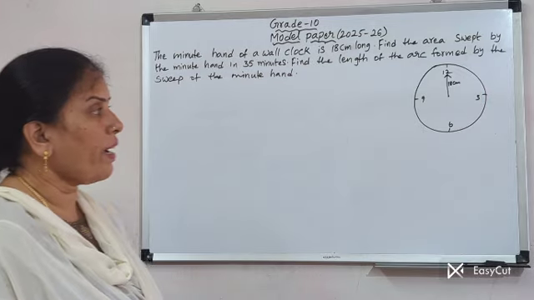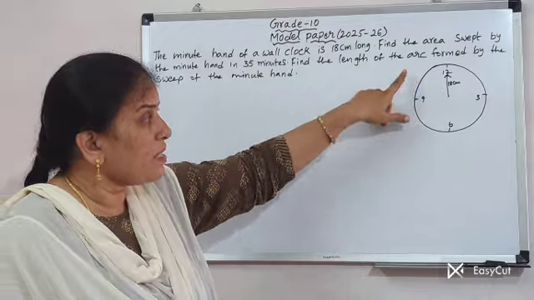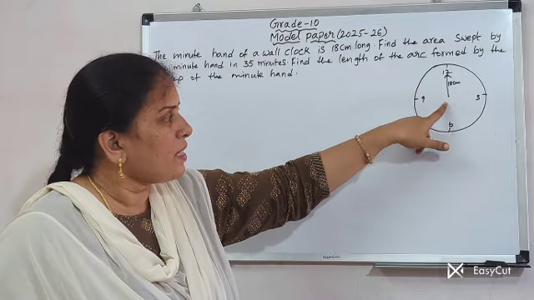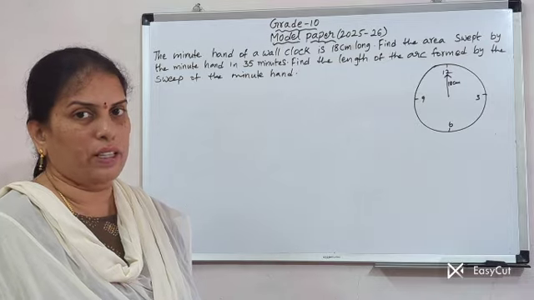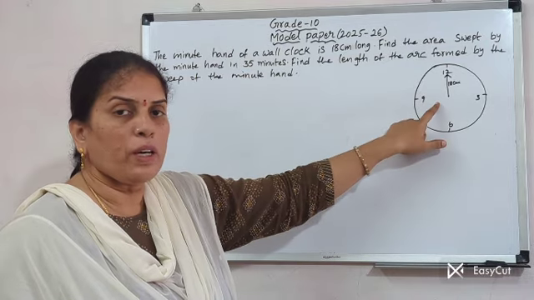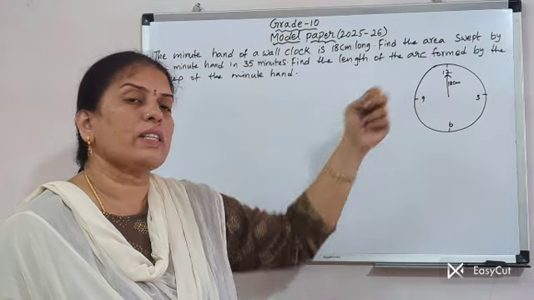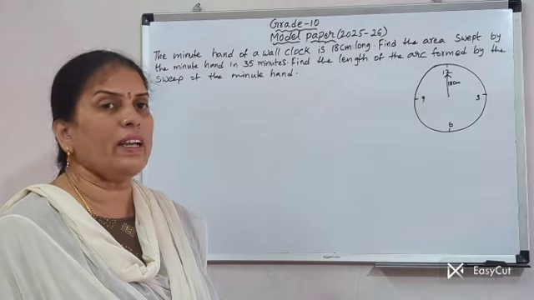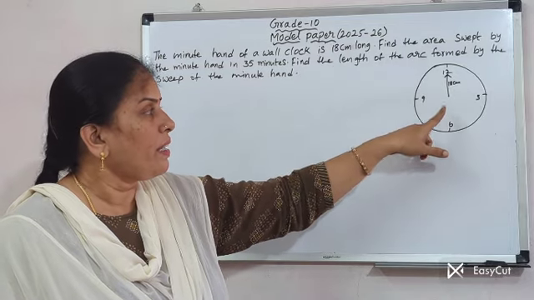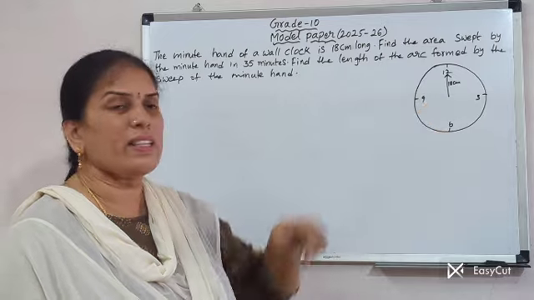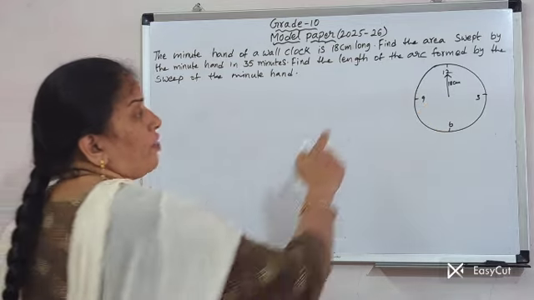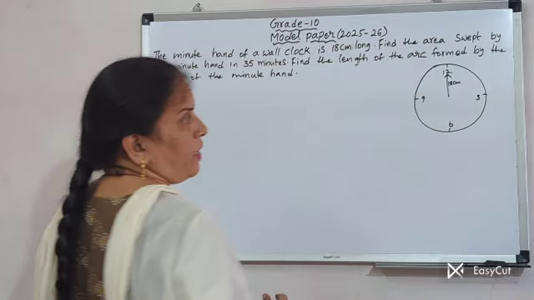Minute hand. Okay, that means if you observe, this is a circle. In a circle, what is this called? This is called the radius of the circle. The length of the minute hand is nothing but the radius of the circle. They have given the wall clock indirectly. But here, this is the length of the radius. Radius is equal to 18 centimeters they give. Okay. Find the area swept.